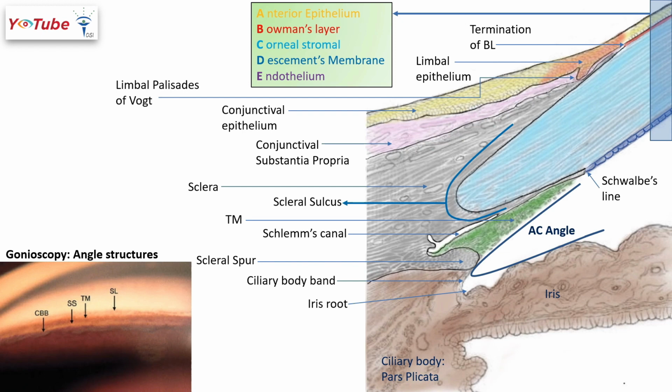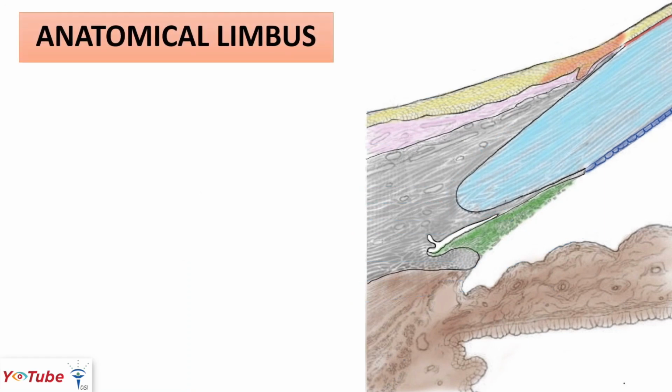So I hope up till now all the anatomical landmarks have been understood well. Now it is time to understand the boundaries and the extent of the anatomical limbus. And for that, we have to see these 5 transition zones which I have shown marked with arrows. First, the termination of the Bowman's layer. Second, the junction of the limbal with the conjunctival epithelium. Third, the scleral sulcus. Fourth, the Schwalbe's line, which is the termination of the Descemet's membrane. And finally, the scleral spur.